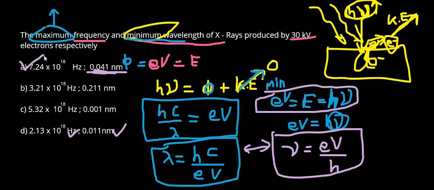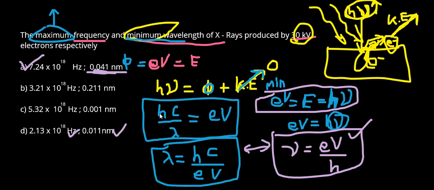But I'm going to try to find the frequency also. If you want, you can watch it, otherwise you can skip it. To find the frequency, I'm just moving to the next page. So the frequency is equal to electron volt divided by Planck's constant.